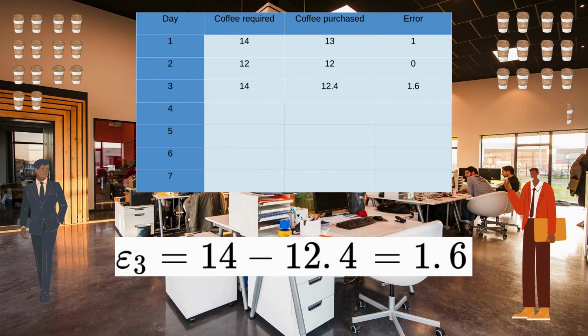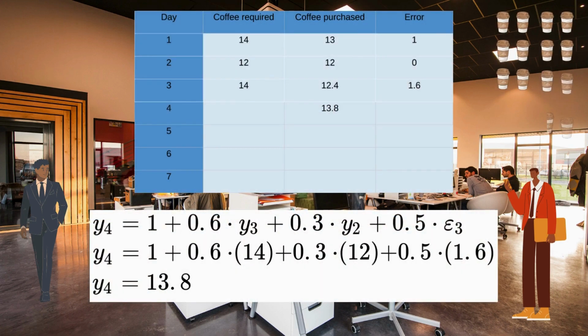At the end of day 3, your boss informs you that the actual coffee requirement was 14. Therefore, the error on day 3, represented by epsilon 3, is equal to 14 minus 12.4, that is equal to 1.6. Coffee purchased on day 4 is represented by Y4 and can be calculated using the ARIMA equation. Therefore, Y4 is equal to 1 + 0.6 × Y3 + 0.3 × Y2 + 0.5 × epsilon 3. Therefore, Y4 is equal to 1 + 0.6 × 14 + 0.3 × 12 + 0.5 × 1.6. Therefore, Y4 is equal to 13.8.